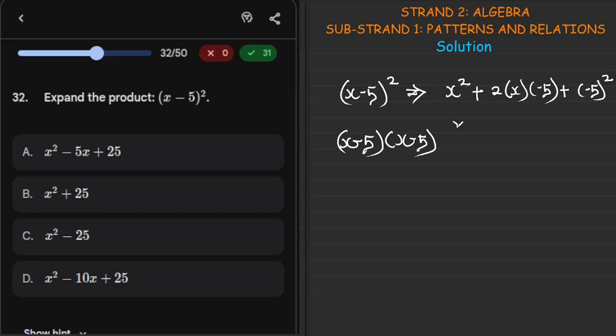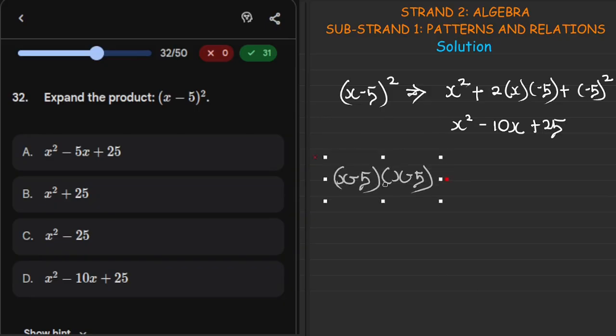Simplifying, we have our x squared, then we have a negative 10x. The negative 5 squared gives us a positive 25. This is a very short way of doing it. You can try the usual method and then see if you get the same answer. So with that, our answer is what? D.